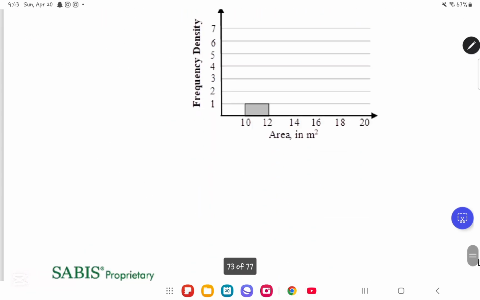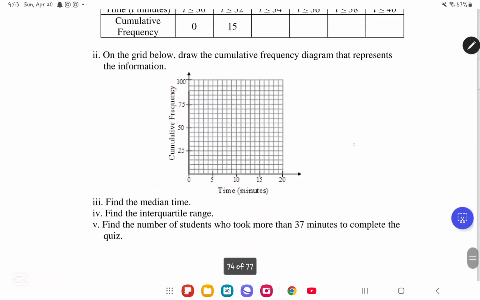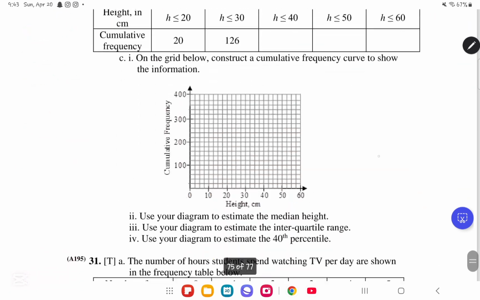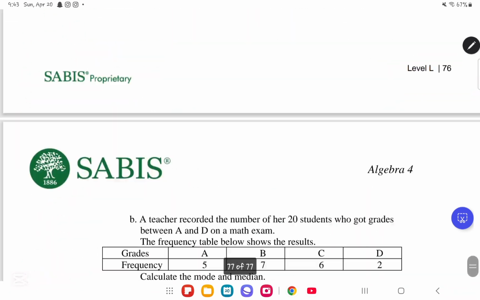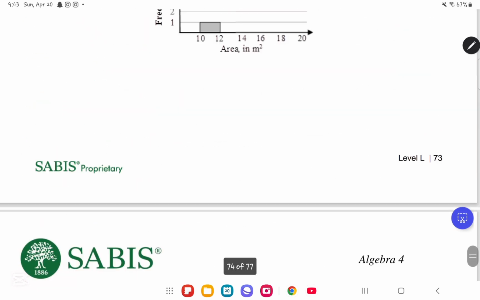Okay, guys, let me just check because I'm honestly very tired. Okay, guys, they're all very important. I'm not going to skip anything. I'm going to do them all.